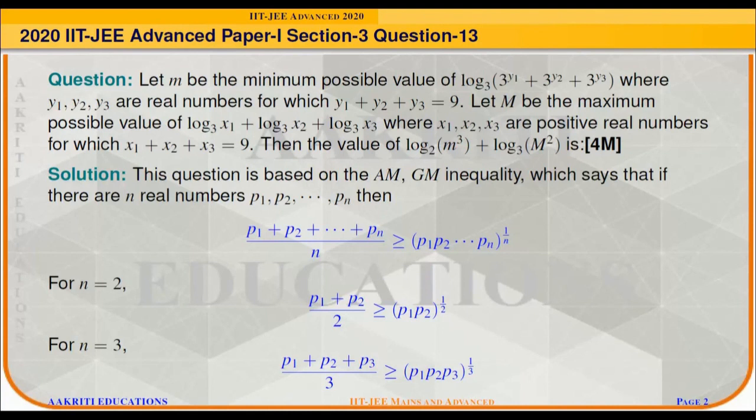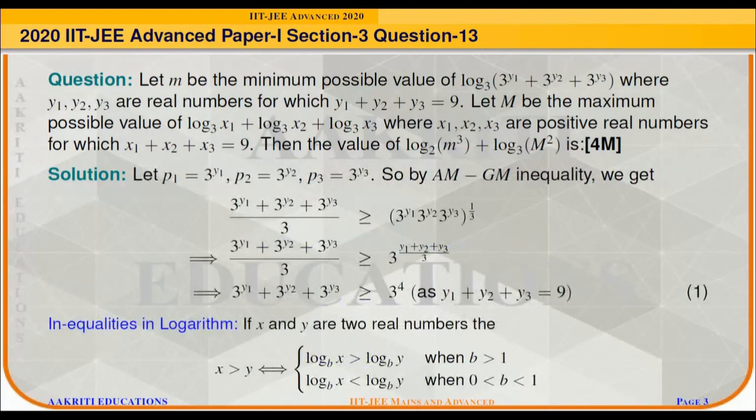Similarly, for n equal to 3, this expression is simplified as (p1 + p2 + p3) divided by 3 is always greater than or equal to (p1 times p2 times p3) raised to the power 1 by 3. This equality holds when all the numbers are equal. Now, we will use this AM-GM inequality to solve our question. So, let p1 be equal to 3 raised to the power y1, p2 is 3 raised to the power y2 and p3 is 3 raised to the power y3.